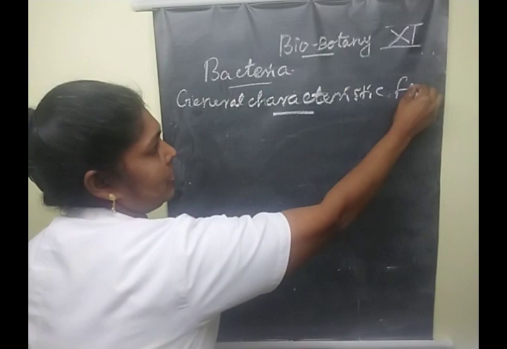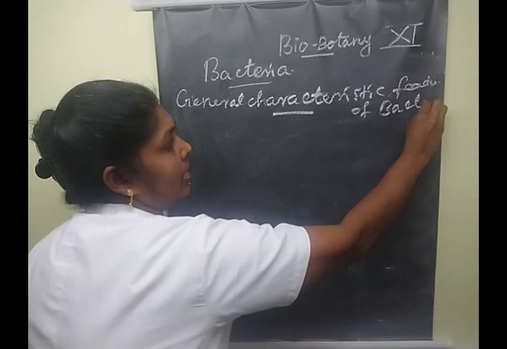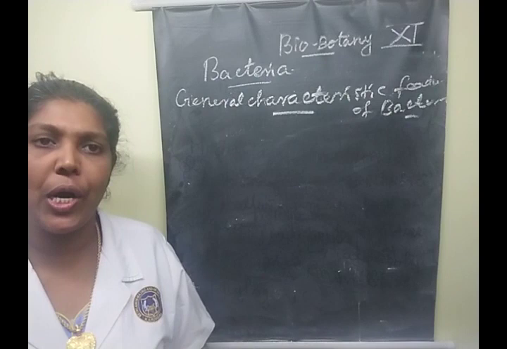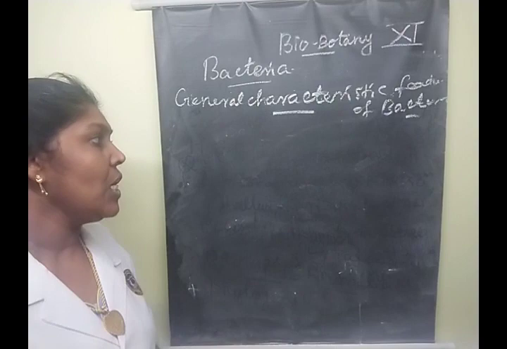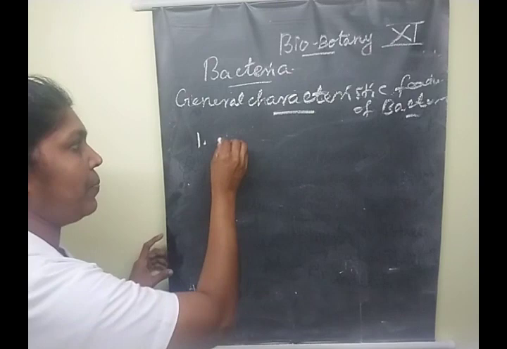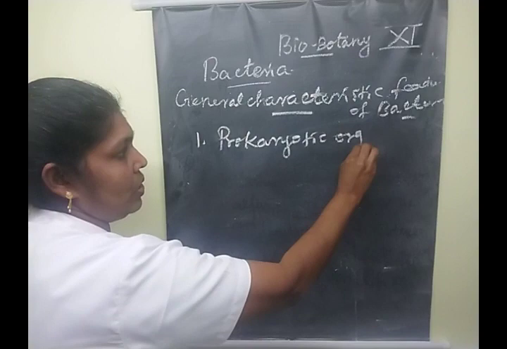What are the general characteristic features of bacteria? First, this is a prokaryotic organism, with no nuclear membrane and no membrane-bound organelles. That's the first point. Prokaryotic organism. Next is the genetic material.